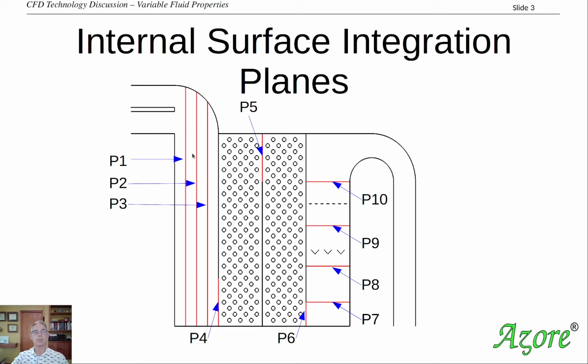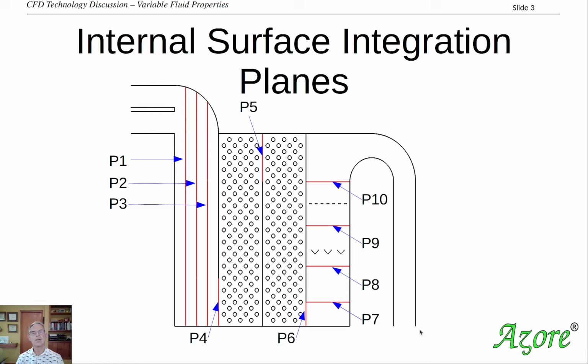We have a number of planes right here, and then P4 represents an integration of fluid properties right as you enter that first tube bundle, and then P5 is as it leaves the first tube bundle and enters the second tube bundle. P6 is when it comes out of the second tube bundle. P7, P8, and then on, and then there's one last integration plane right at the very end of this system.